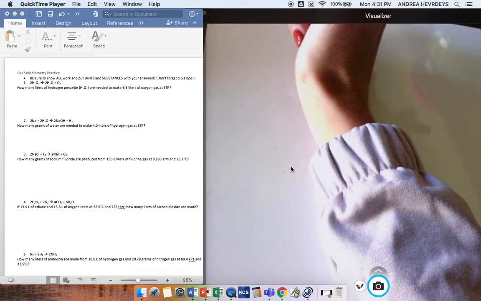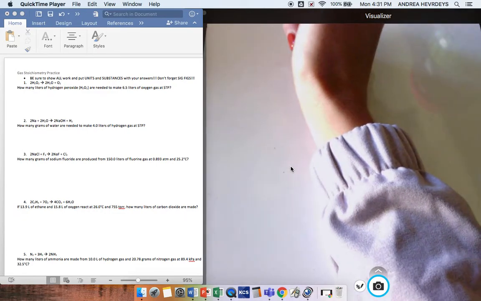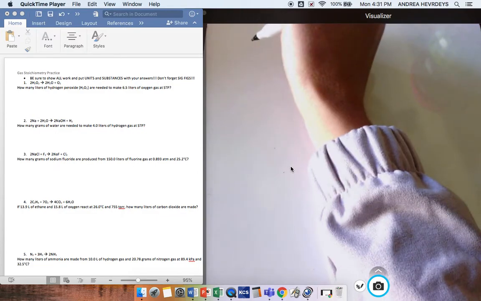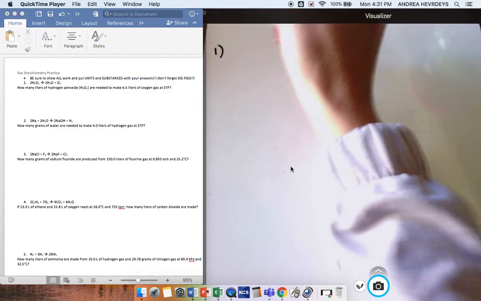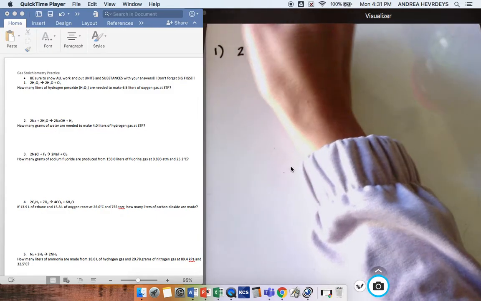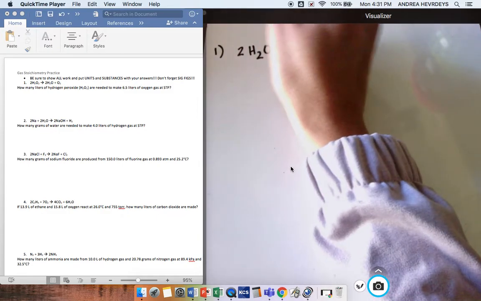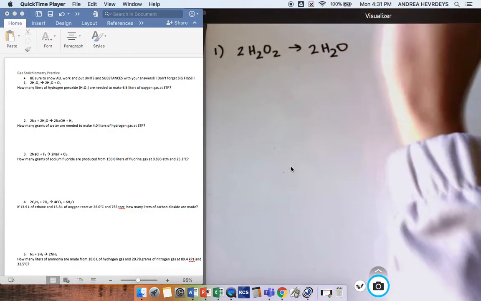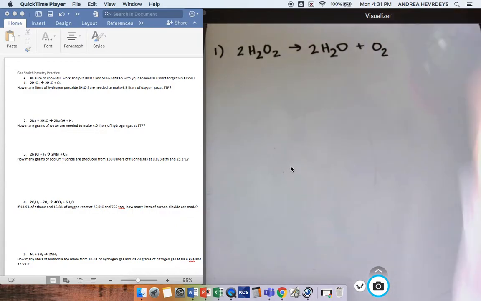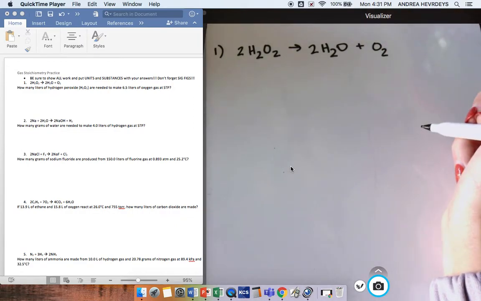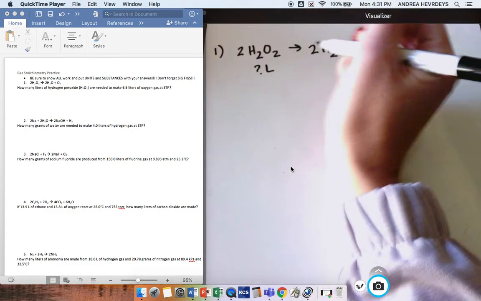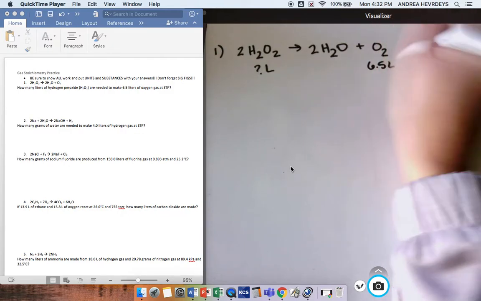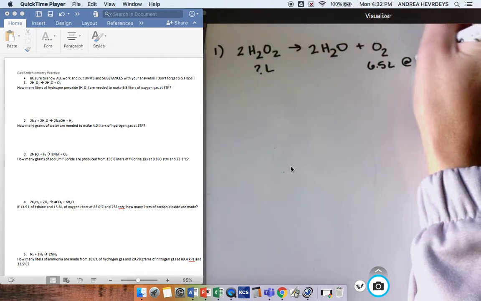So what I have set up here is some gas stoichiometry practice questions, and then I'm just going to work them out here on this side. So our very first question, we have a balanced equation, and it says that we have two hydrogen peroxides that are degrading, a decomposition reaction, into water and oxygen gas. And it says how many liters of hydrogen peroxide are needed to make 6.5 liters of oxygen gas at STP.